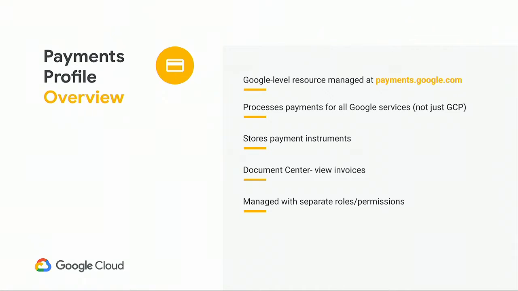Within the payment center, think of it as your holistic location to view a lot of your invoices and documents. There's an actual section called the document center where you can see credit memos, debit memos, and master agreements. But the thing to take away from the payments profile is that it is managed completely separate outside of your GCP console. And I think a lot of customers are not aware of this. So we'll talk about the implications of what it means to configure your payments profile correctly and how it can be successful for your organization.